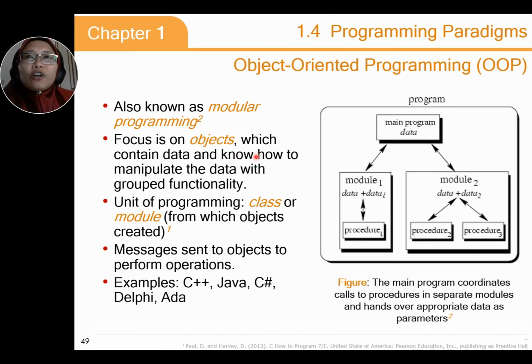The focus here is on objects, which contain data and know how to manipulate data with grouped functionality. The unit of programming for OOP is the class or module, and in this case it is the module. All this is called module 1, and this is called module 2. Messages are sent to objects to perform operations. Examples of programming languages that use the OOP paradigm are C++, Java, C#, Delphi, and Ada.